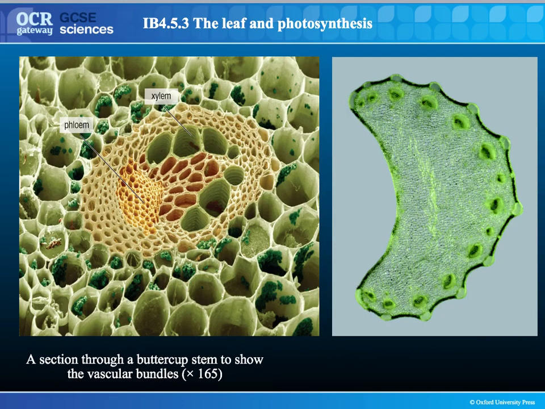Here we can see two photographs of vascular bundles. Now vascular bundles not only carry water and soluble materials around the plant, but they also provide a structure. We can see in a lot more detail here up close a vascular bundle. We've got the phloem and the xylem here. Here in this part, this is a cross section of a piece of celery, and we can see that the vascular bundles are found here.